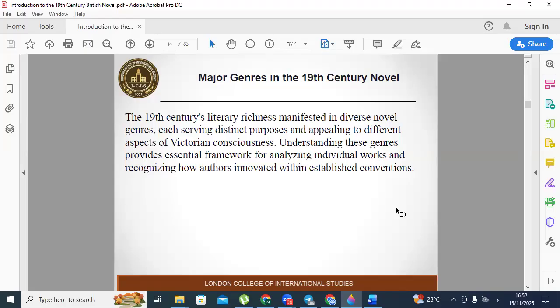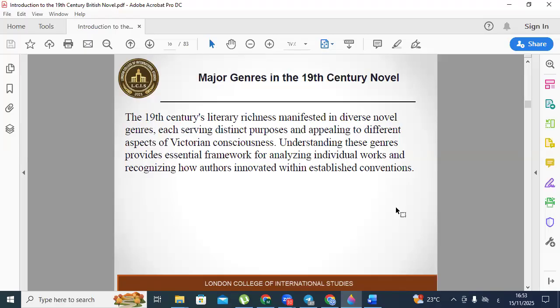The 19th century literary richness manifested in diverse novel genres, each serving distinct purposes and appealing to different aspects of Victorian consciousness. These weren't rigid categories. Many novels combined elements from multiple genres, but they represent recognizable patterns that authors and readers understood. Why does genre matter? Because genre created expectations and conventions.